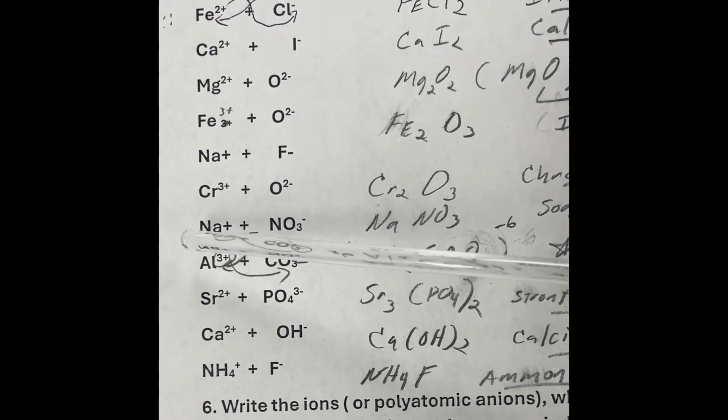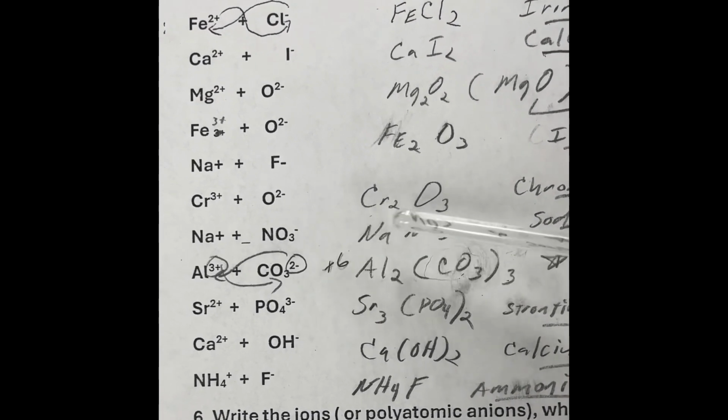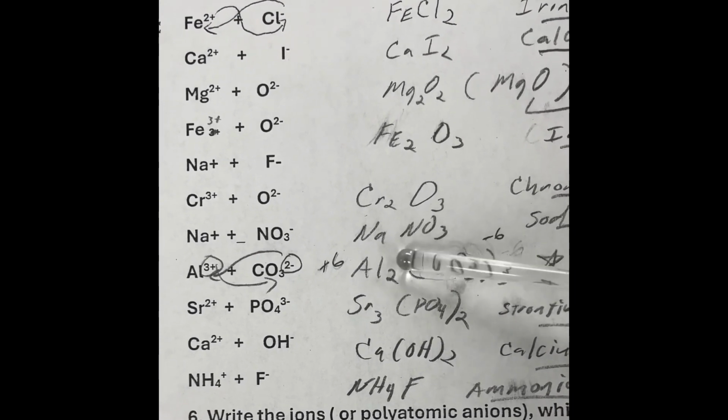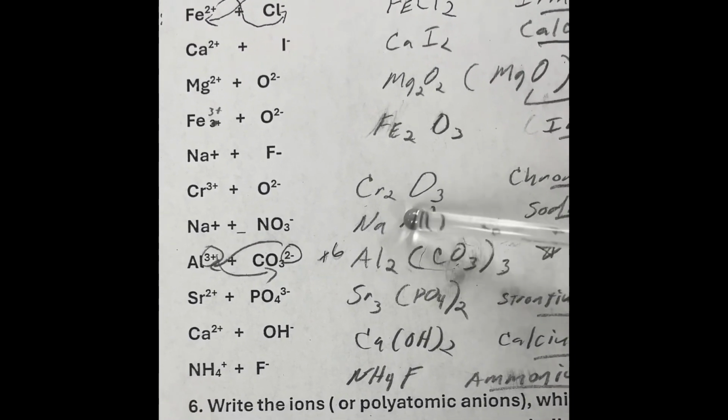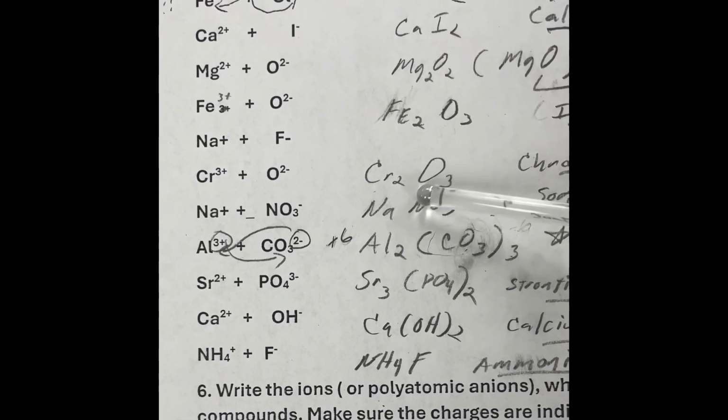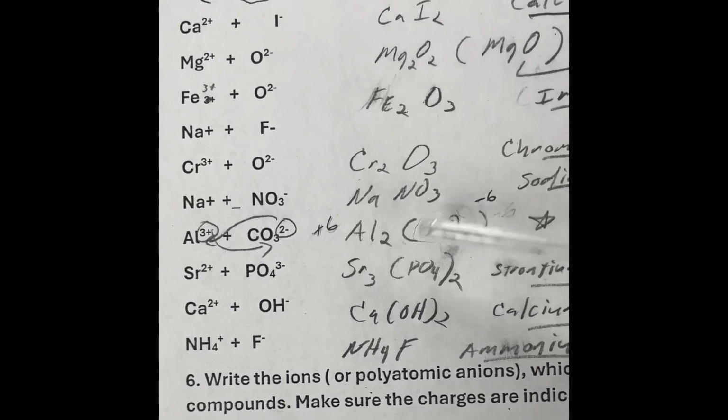And here we have these ions coming together. There's a polyatomic, that's sodium nitrate. We don't bracket, that's a polyatomic. We don't bracket it because there's only one of them. And remember, this is acting as one unit.